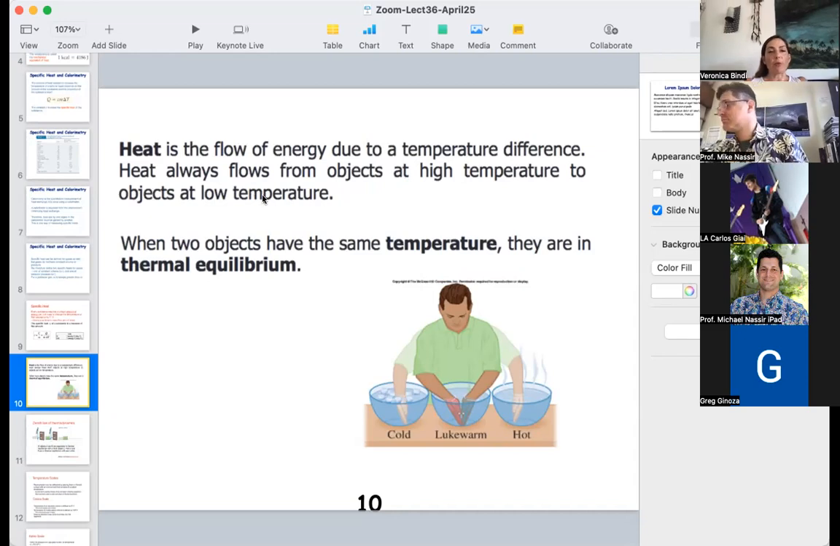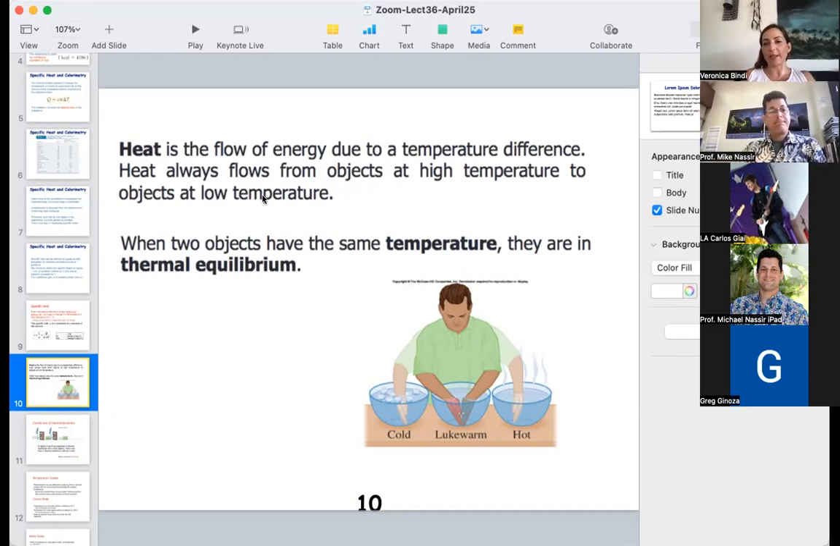For example, with your cup of coffee, around the cup of coffee there is air, then you have the table. All the surfaces are in contact with something that has a lower temperature. Because of that, your cup of coffee, if you don't drink it fast enough, is going to get cold. It's going to get to room temperature.